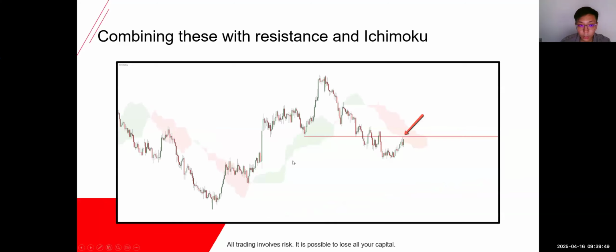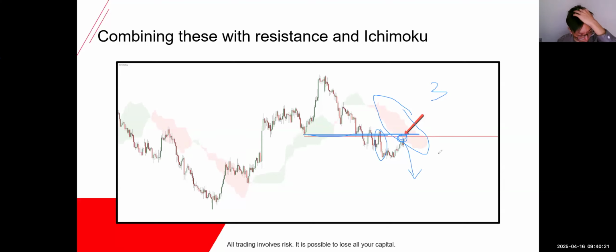Okay, next thing, I think this is the last part before we move on to TradingView. So combining this with resistance and Ichimoku cloud, very simple stuff. We see these three consecutive wick candles over here. We have a resistance level, and then we have Ichimoku cloud. So we have three confluences already. What are you waiting for? We are waiting for price to come up to this level to sell.